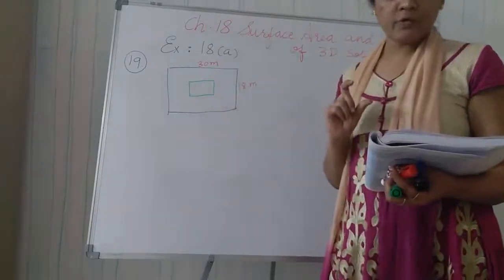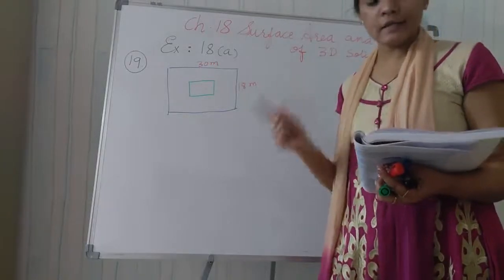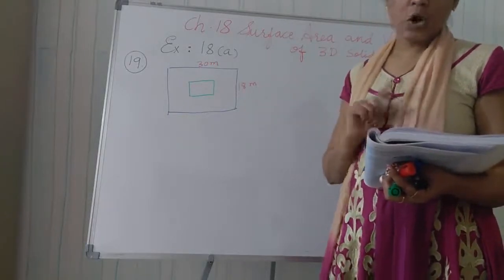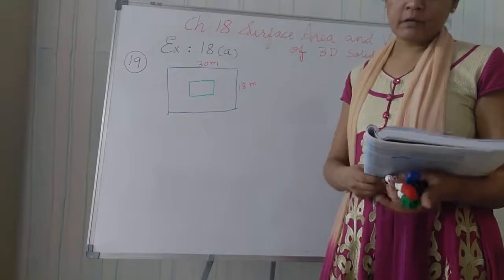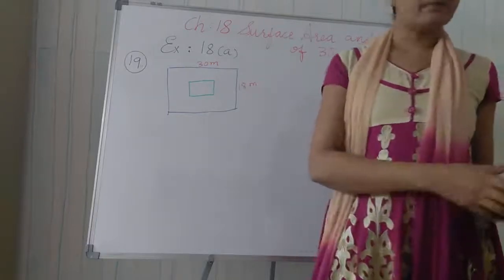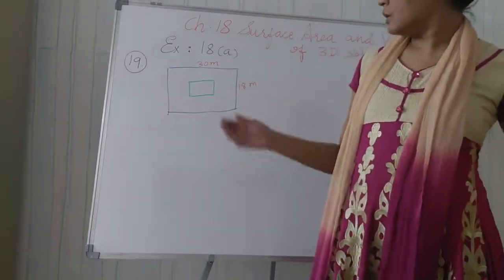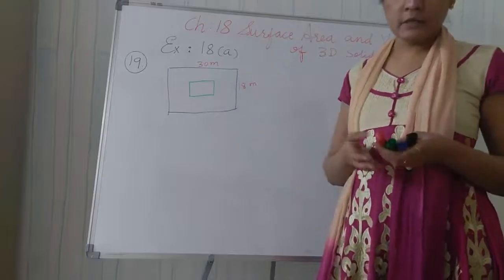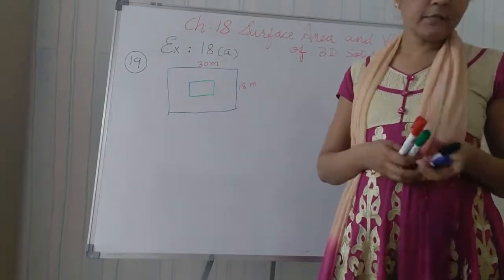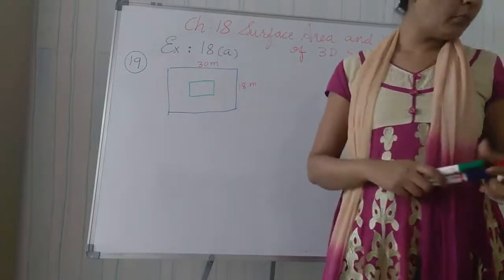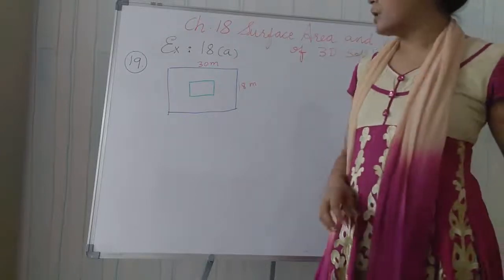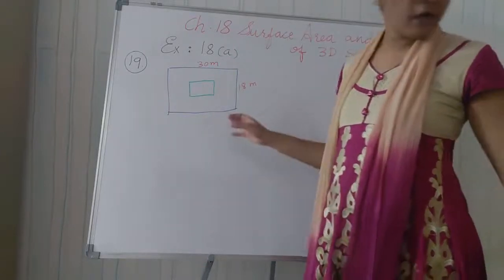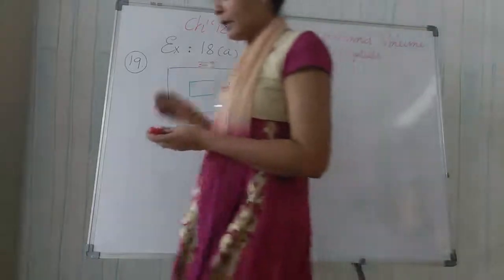So what we want to find here: find the rise in the level of the remaining part of the field in centimeters, correct to one decimal place. Here all the dimensions are given in meters, but they ask for the answer in centimeters. No problem. First of all, students, I will find the area of this playground.